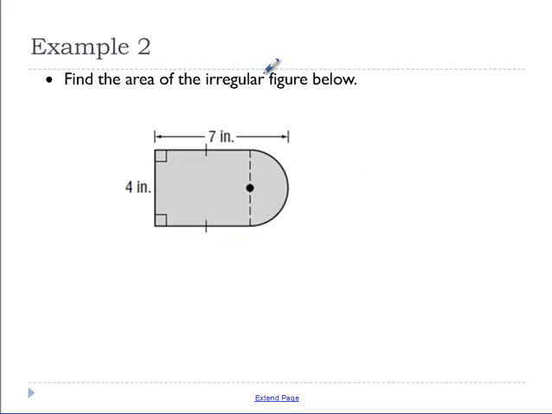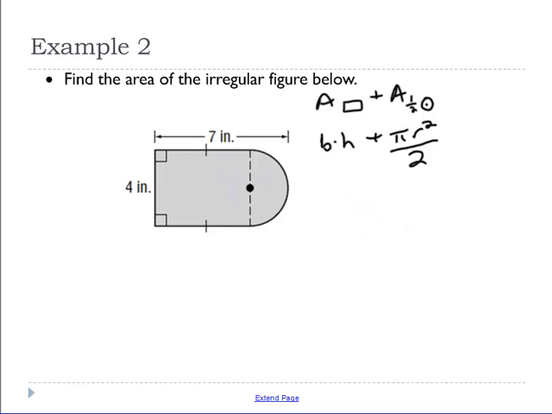Next one, find the area of the irregular figure below. So we have the area of a rectangle plus the area of a half circle. Okay, so we have this rectangle, which is 4 by something. It's not 7, but it's 4 by something, and then half of a circle. So base times height plus pi r squared, but because it's a half circle, we're going to divide that by 2.